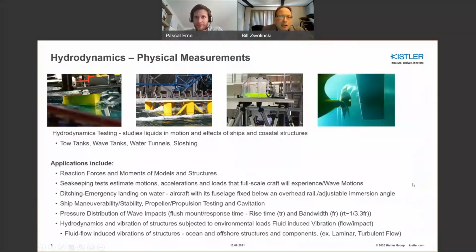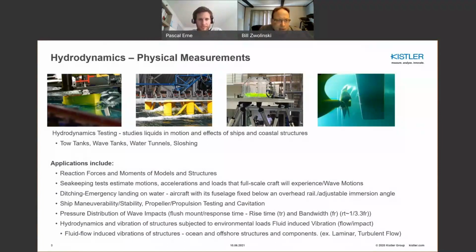So in hydrodynamics, when we talk about technologies, I always think about physical measurements. Because really what you're thinking of here in hydrodynamic testing is how liquids in motion affect ships and coastal structures, how they affect structures indeed. There are many ways to go about that for sure. From an R&D perspective, certainly tow tanks, wave tanks, water tunnels, sloshing rigs, and so forth are all quite available and a very good resource to be able to test various concepts and designs.